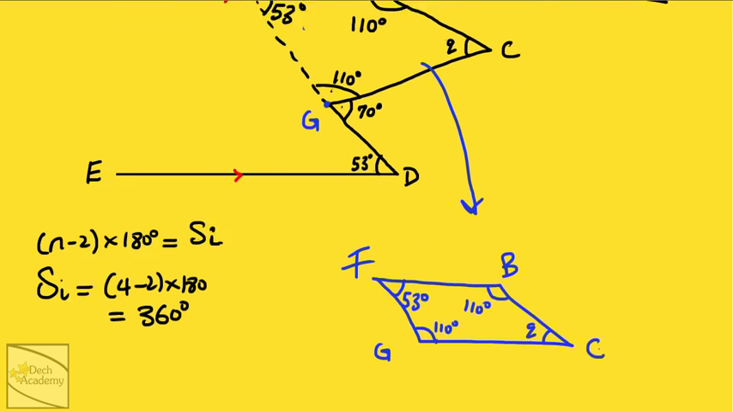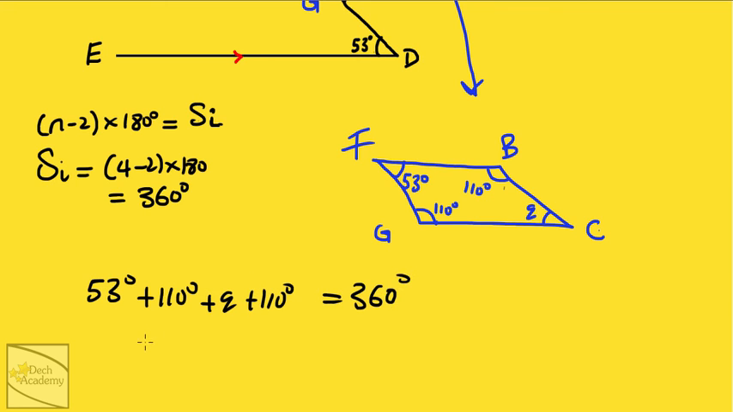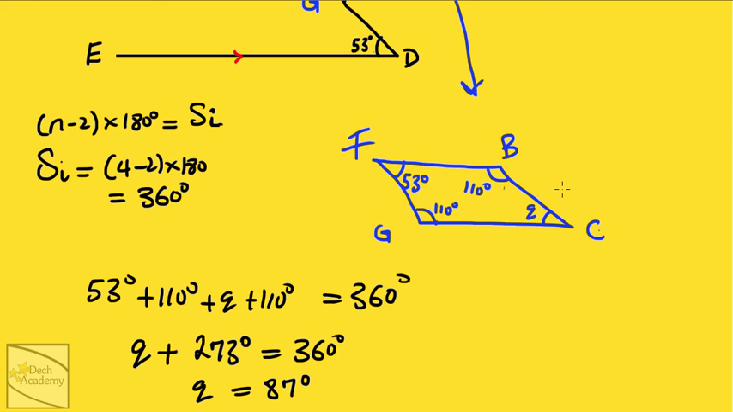So what I now know is that the sum of the interior angles, 53 degrees plus 110 plus Q plus 110 degrees, must be equal to 360 degrees. So this left-hand side can be written as Q plus this plus this plus that, which is 273 degrees, is equal to 360 degrees. So Q is 360 minus 273, which is 87 degrees. So there you go.